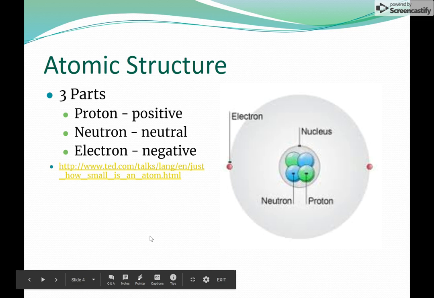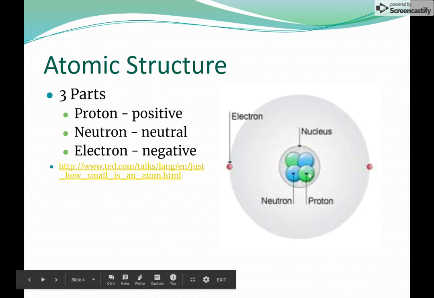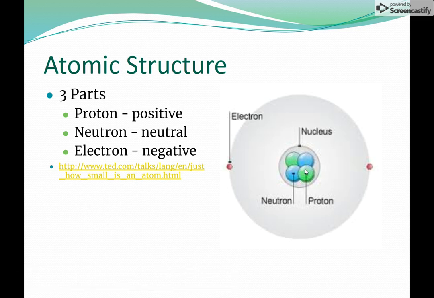So speaking of protons, neutrons, and electrons, those are the three parts that make up an atom. Protons and neutrons are found in the nucleus. Protons have a positive charge. Neutrons are neutral. And then electrons are found in the electron cloud, and they have a negative charge. And the protons attract the electrons. So generally in a base atom where nothing has happened, we see the same number of protons and electrons.